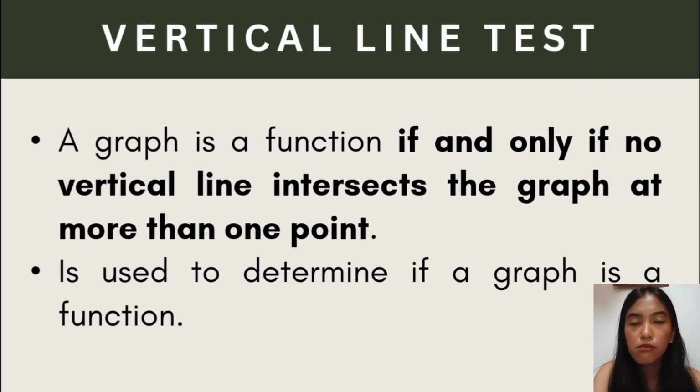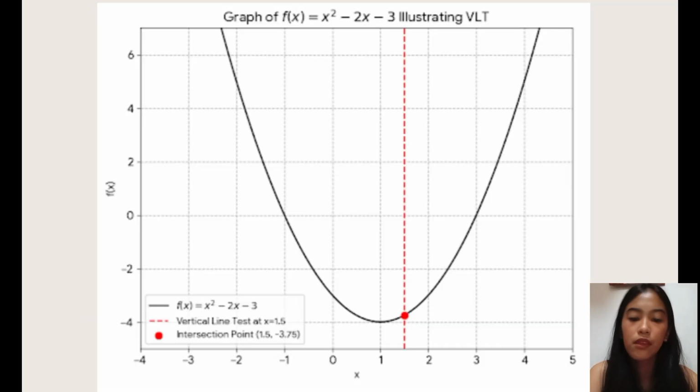How do we determine if a graph is a function or not? We have a test called the vertical line test. A graph represents a function if and only if no vertical line intersects the graph at more than one point. Meaning, if we do the vertical line test, the vertical line must only intersect the graph at a single point, not two points at the same time.